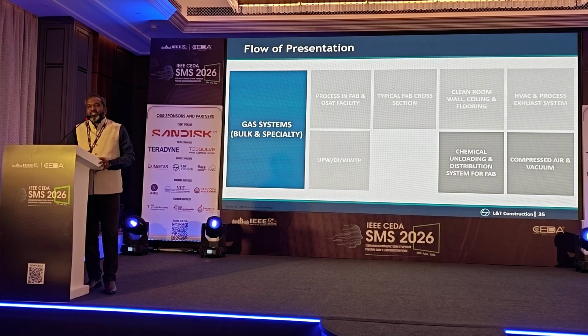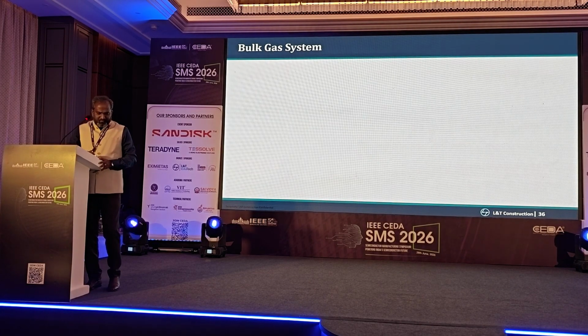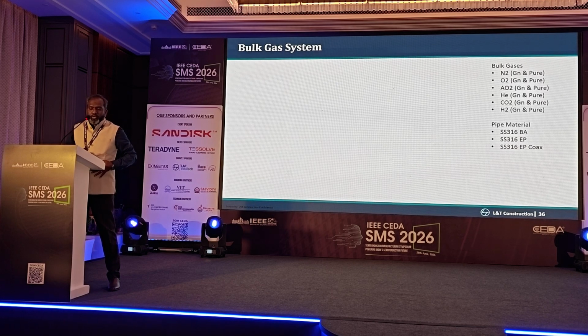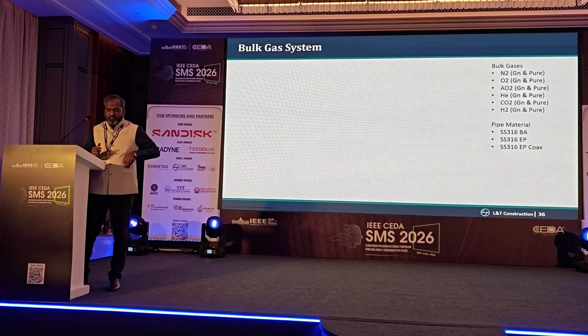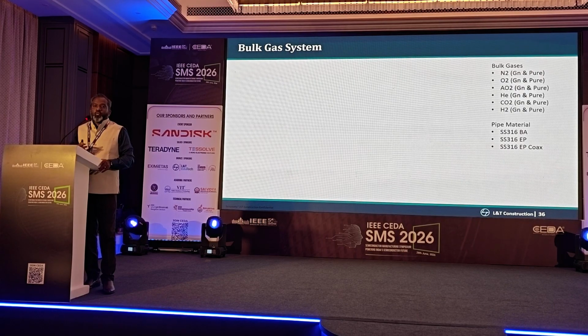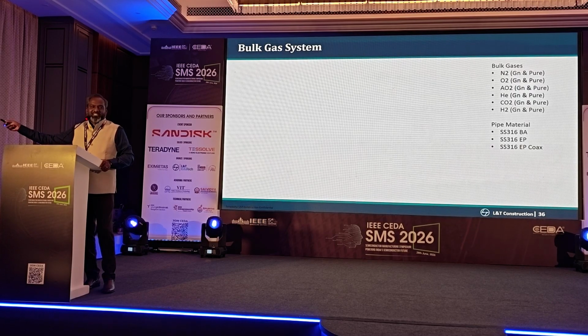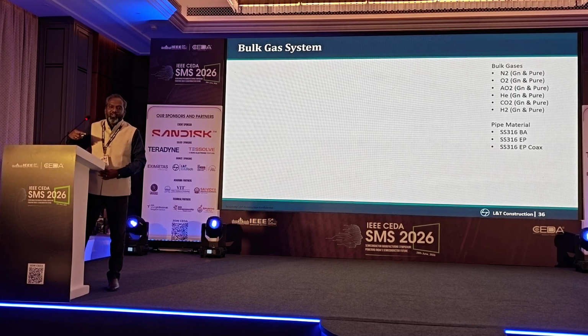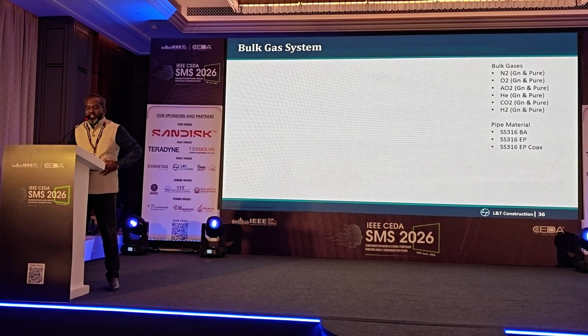Gas systems, that's the next topic. There are 2 bulk gases, right? Nitrogen, oxygen, argon, helium, carbon dioxide, hydrogen. And all of these gases are dealt in 2 different grades. Pure, that is general, and then it is ultra pure. Ultra pure is 99.99969. So that is the ultra pure gas that we are talking about.